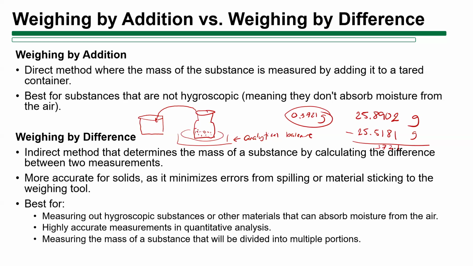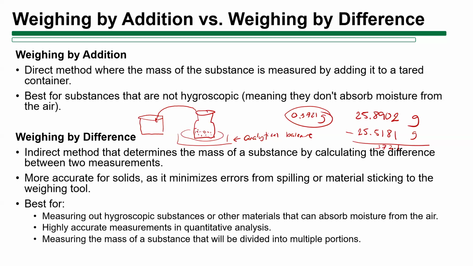All right? You measure the mass before you transfer, you measure the mass after you transfer. The difference is the amount of solid present in your beaker. So this is more accurate for solids as it will minimize your errors from spilling or materials sticking to the weighing tool. Okay? So this is best for measuring out hygroscopic substances because in this way, you can put the cap on the vial to make sure that it will not absorb moisture from the air.